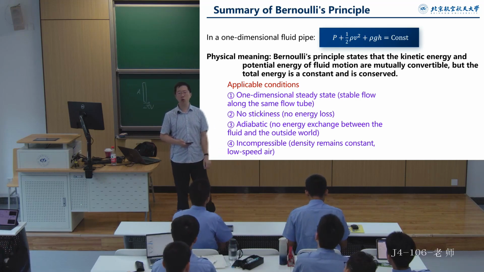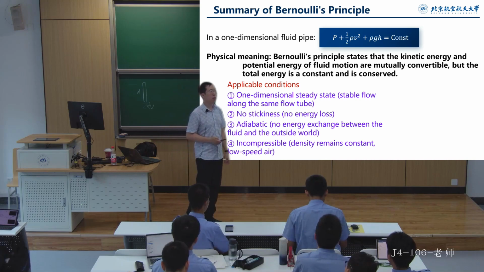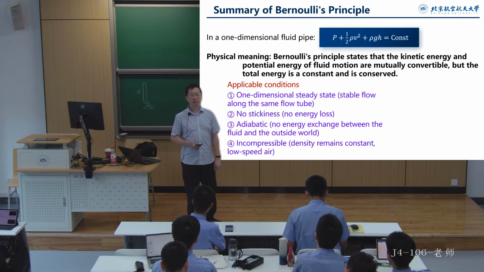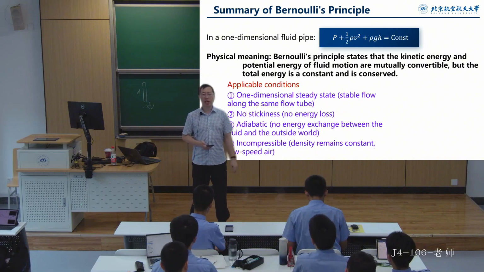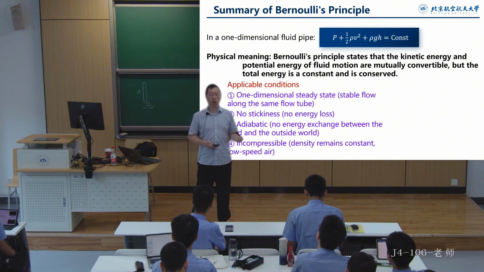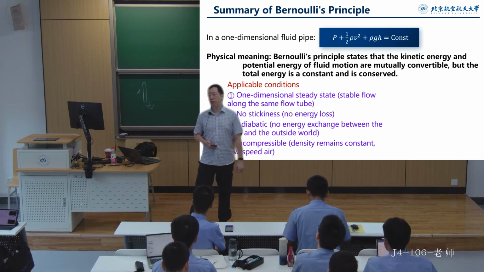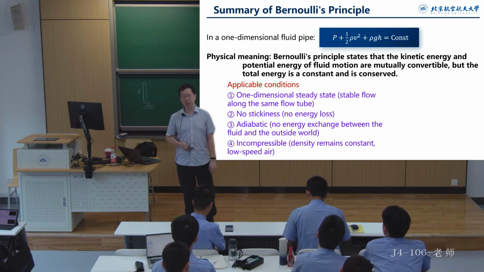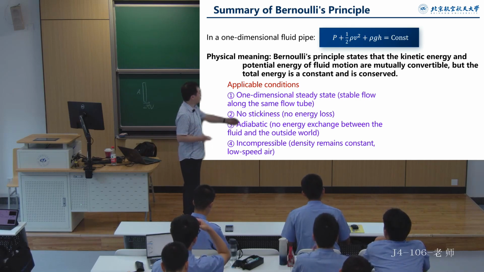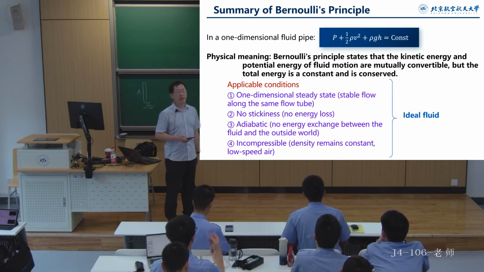So, what kind of fluid satisfies incompressibility? One example is a liquid, and another is air under conditions of free flow at relatively low speeds, which we can also consider as an incompressible fluid. This is one of the conditions under which Bernoulli's principle applies.